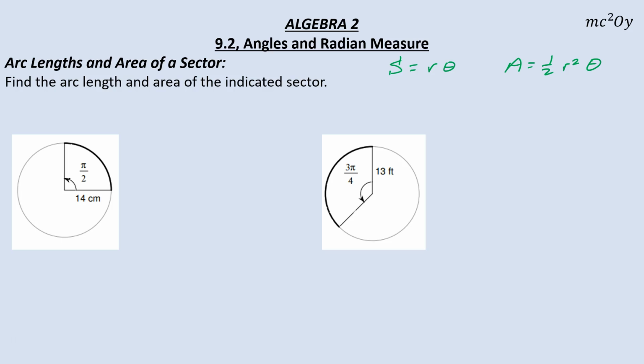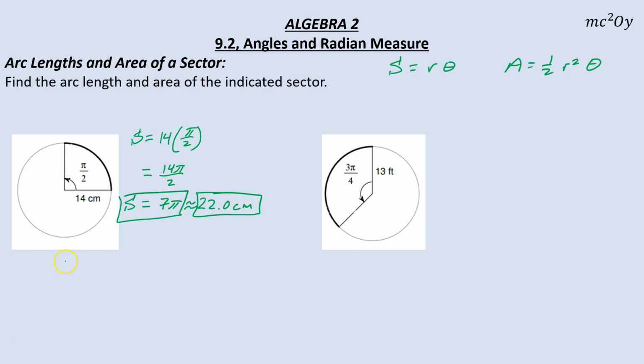To find the arc length, S in this case, I need to know the radius, and the radius is 14. So we have 14. And I need to know theta. Theta happens to be pi over 2. 14 times pi over 2, well, that's 14 pi over 2, or if you reduce it, that is 7 pi. So the arc length, S, is 7 pi. If you multiplied it out and they wanted you to round it, it'd be about 22.0 centimeters. A lot of times they'll have you round that.